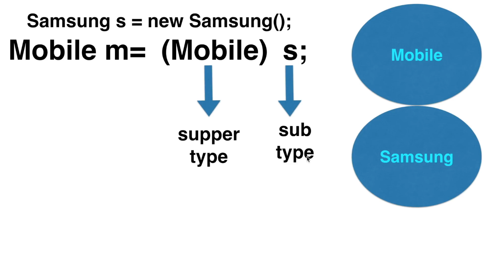So casting a subtype to a supertype is called upcasting, and this is supertype, so I'm storing it inside a supertype reference, right? So basically what I'm doing over here, I'm storing this subtype into a supertype reference, right? This M is holding S right now, and this S is a reference which is pointing to the Samsung class object. Okay, so indirectly we're storing the Samsung class object inside the parent class reference, isn't it?